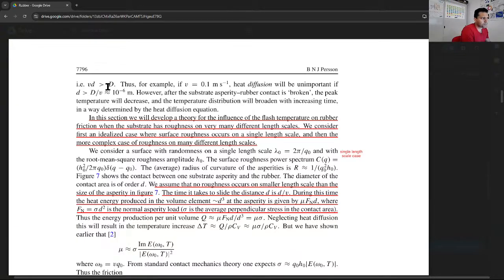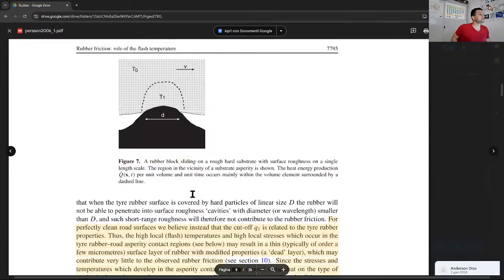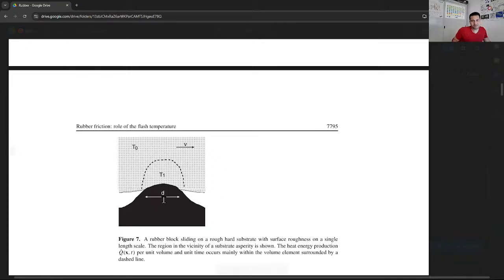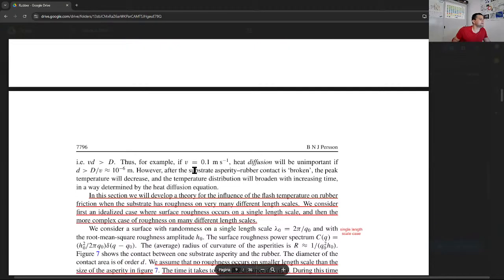So as we know, the contact diameter is d. The author also assumed no roughness on a smaller length scale than the size given in figure 7, which is this figure here. He is considering a situation like this, so just a single length scale. Which means that there is just this? No, the others are exactly equal to this asperity. Okay, let's continue.